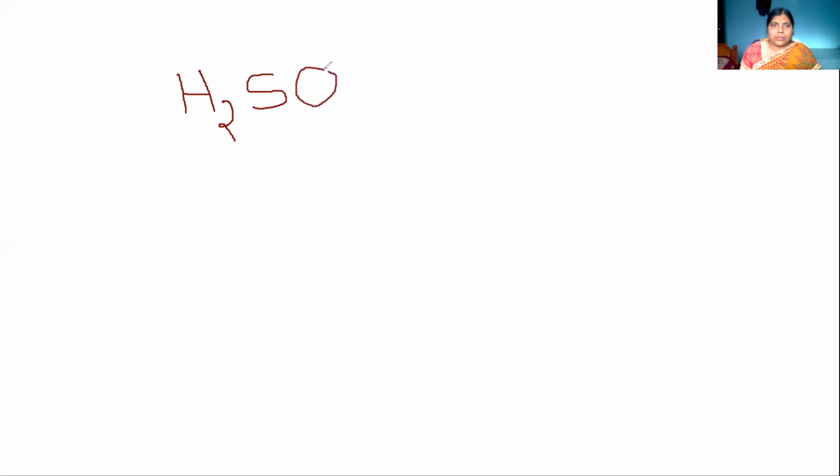H2SO4 molecule. So in this, what we have to calculate? We don't know the oxidation state of S. So let the oxidation state of S be equal to X.